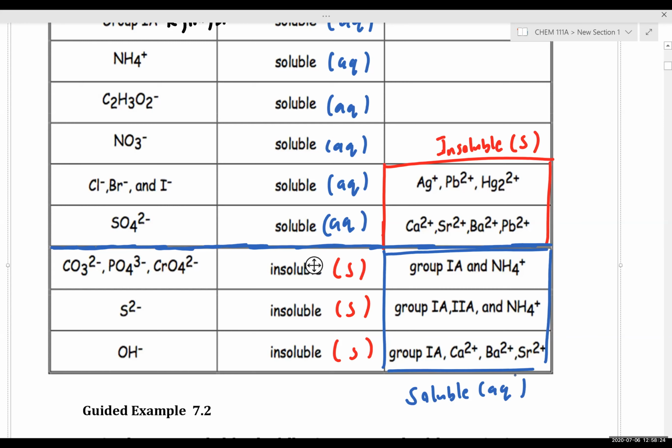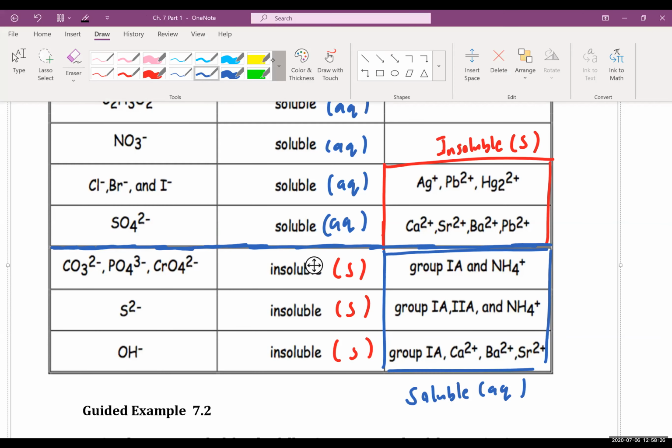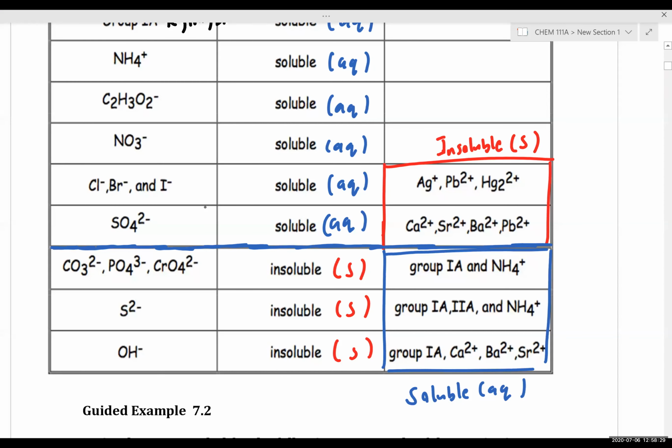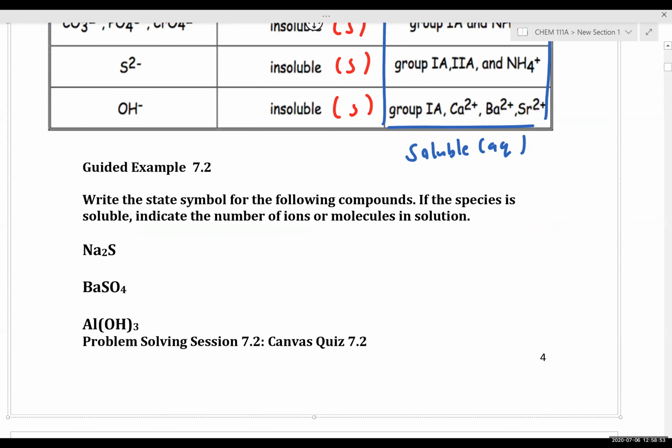Is everyone comfortable with reading this solubility table? I would recommend that you become familiar with this table as we practice these examples, as you'll need to be able to quickly identify whether an ionic compound is soluble or insoluble. Okay, let's put this into practice. Things are best learned via practice. So first and foremost, we're supposed to write the state symbol.